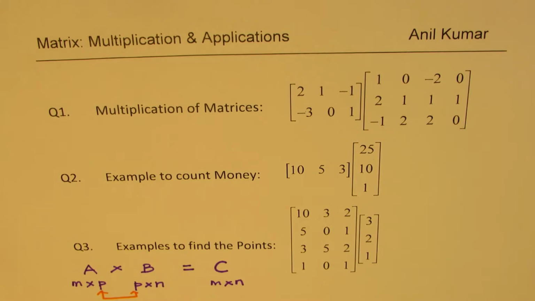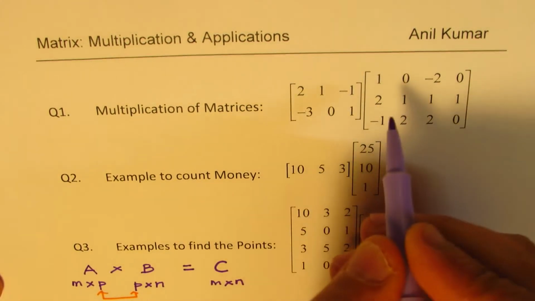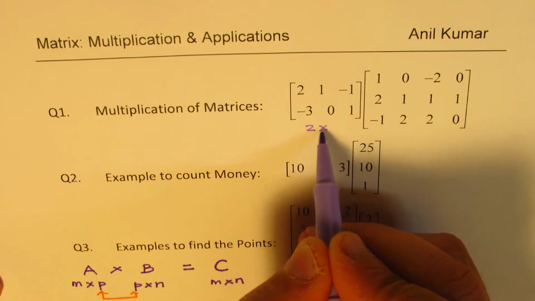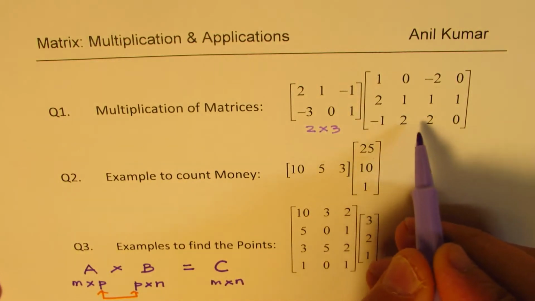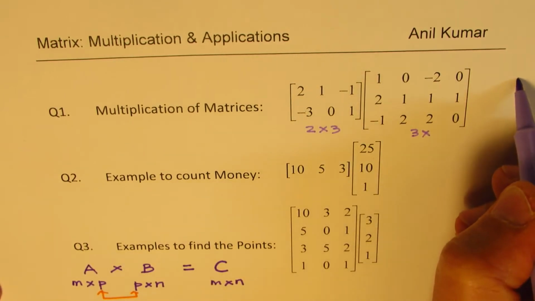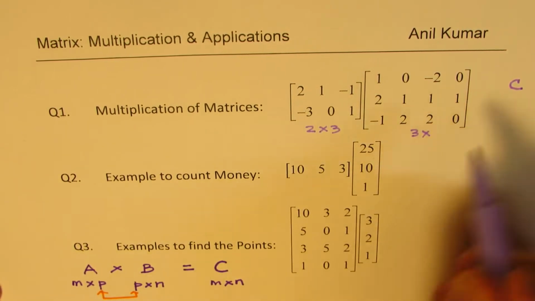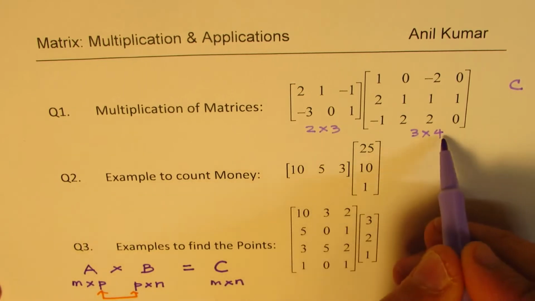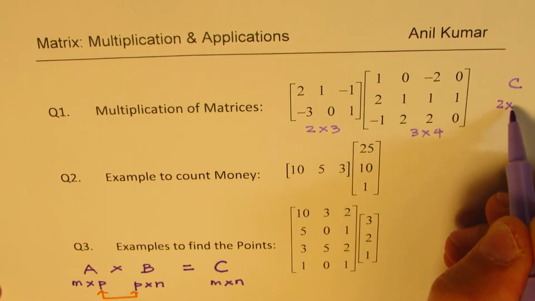Now we'll look into the details of how to multiply. Let's try to understand the three examples here. That is general. We know this is matrix which is 2 by 3, right? And here we have 3 by 4, correct? So we get a matrix C here whose dimensions will be what? 2 by 4, correct?